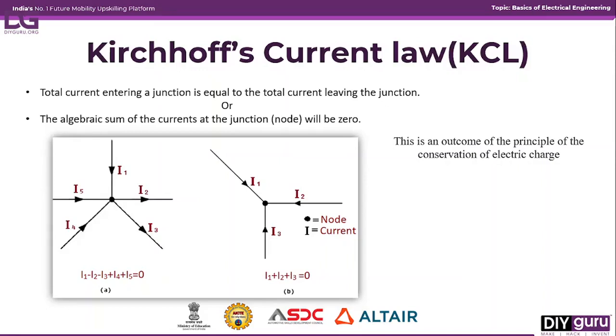The KCL is derived from the law of conservation of electric charge. So it depends on the conservation of electric charge. The charge entering, like positively charged particles, should be equal to the charge leaving. The same way here, the entering currents at the node are equal to the outgoing currents at the node.